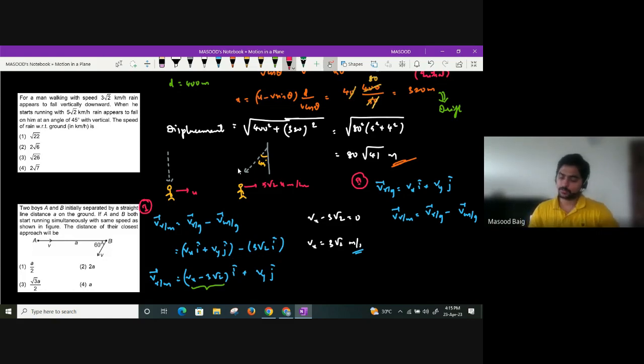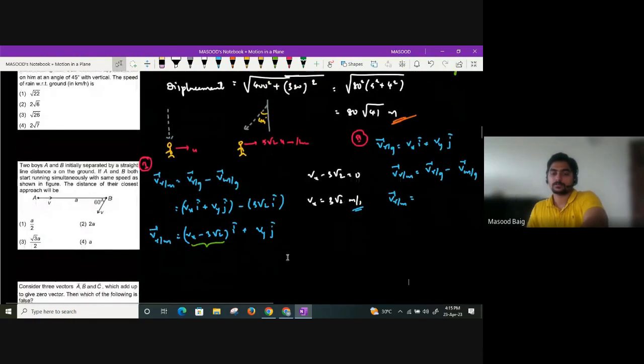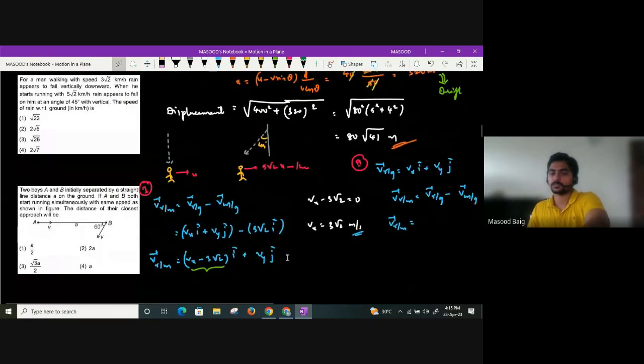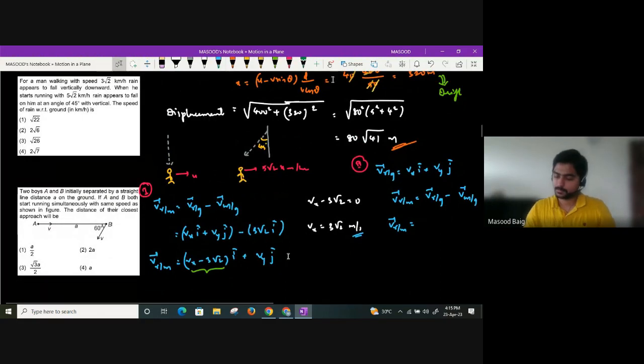So I want to find velocity of rain with respect to man. How much is it making? 45 degrees it is making. So I can write velocity of rain with respect to man as velocity of rain with respect to ground, which is Vx i cap plus Vy j cap, but already we got Vx, no? How much did we get Vx as? 3 root 2 we got, guys. What we can write this as? 3 root 2 i cap plus, what is velocity in y direction? I don't know. So I can write this as some Vy j cap minus how is man moving? 5 root 2 i cap, guys.